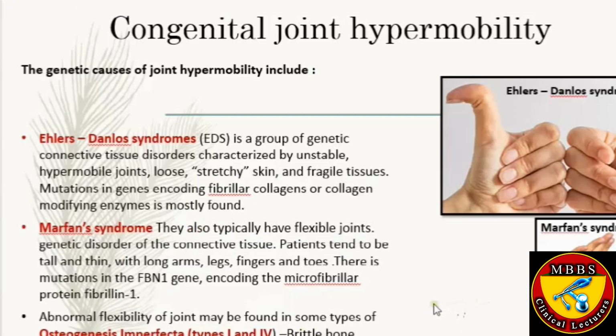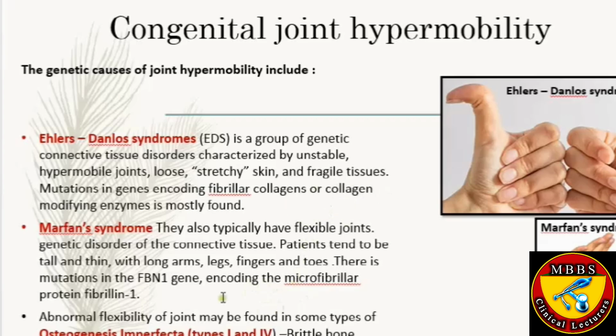Congenital joint hypermobility. There are three connective tissue disorders in which we could see hyperflexibility or hypermobility of the joint. One is Ehlers-Danlos syndrome, another is Marfan syndrome, and the third one is osteogenesis imperfecta. In Ehlers-Danlos syndrome, there is a mutation in the genes which encode for the fibrillar collagen, or the enzymes which are responsible for the modification of collagen. So basically we have multiple types of collagen fiber, and it is the defect of the collagen which is causing this syndrome and is responsible for the joint manifestation of this syndrome.